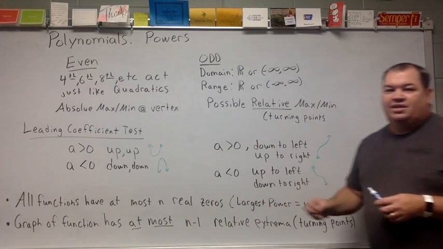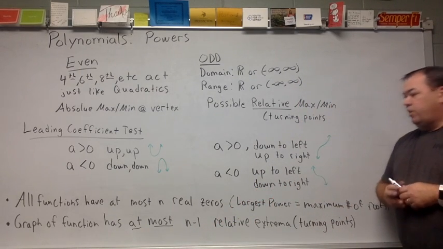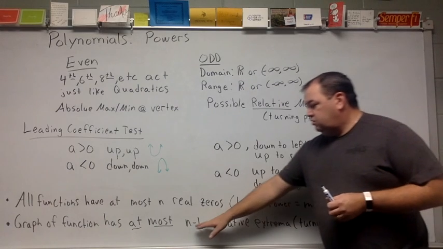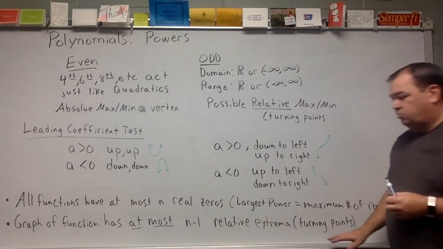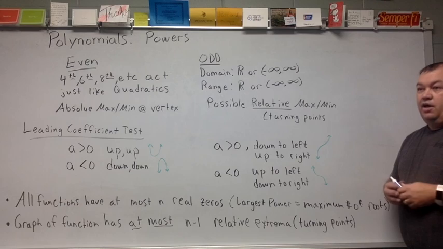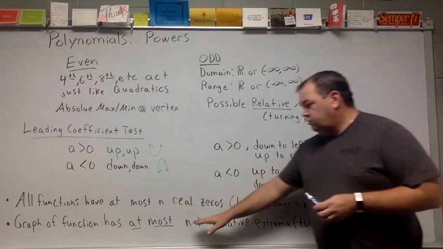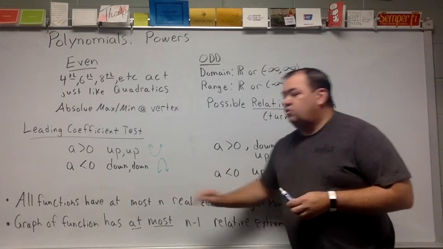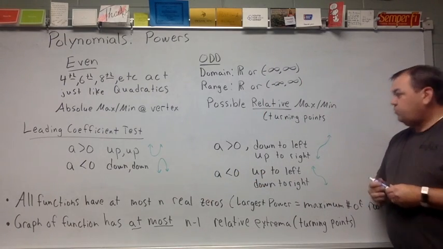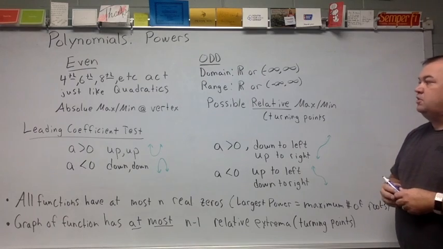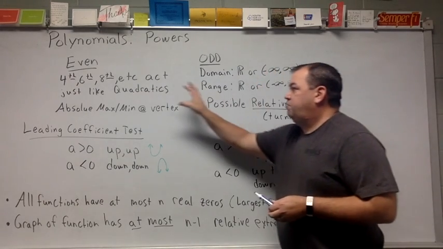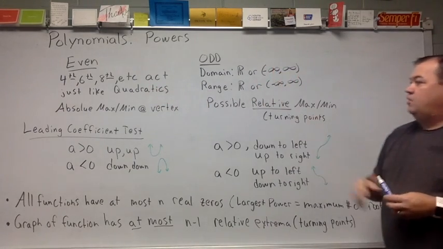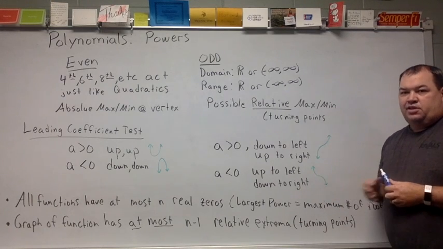It's always 1 less. So a quadratic has at most 1 turning point. A fifth power would have at most 4 turning points, even though it has 5 real roots. And this is universal for all the powers. They fall into the category of either being an even or an odd power, and they have these characteristics.